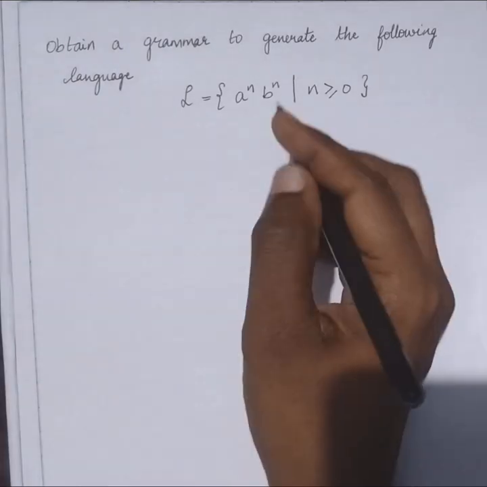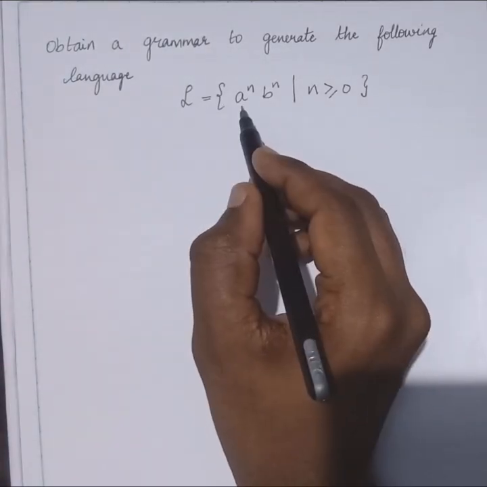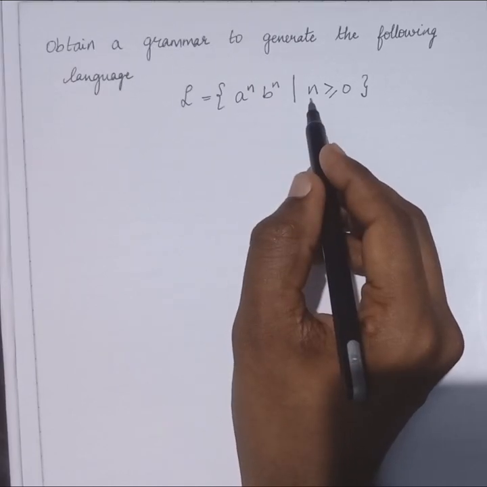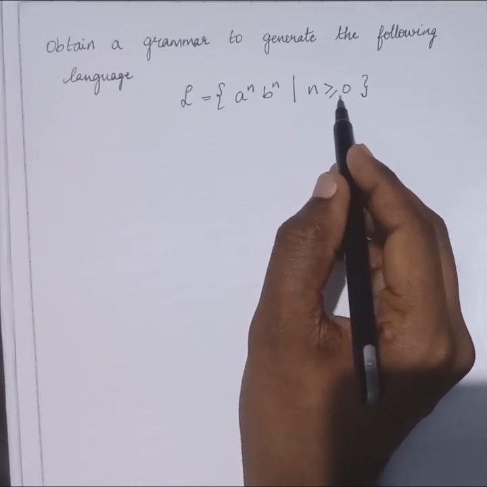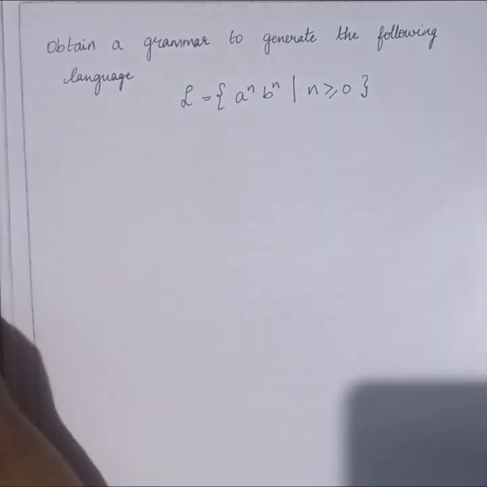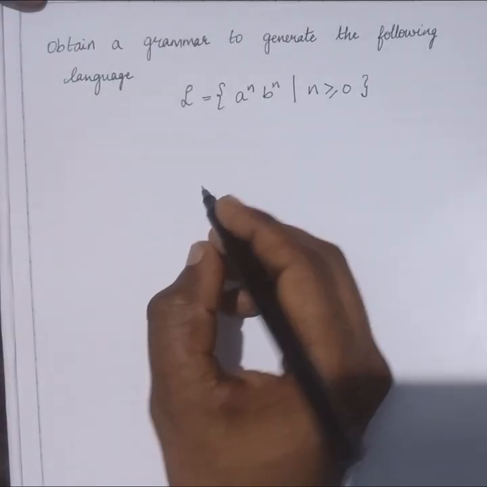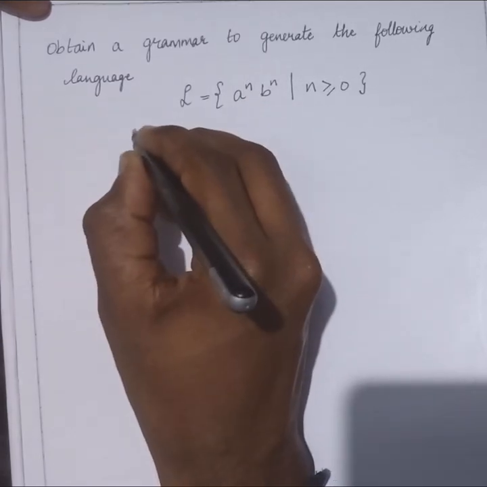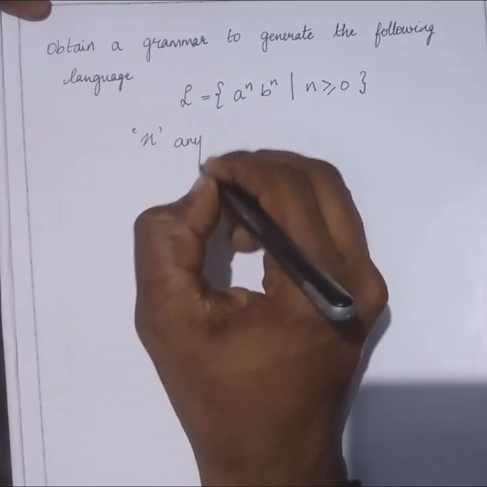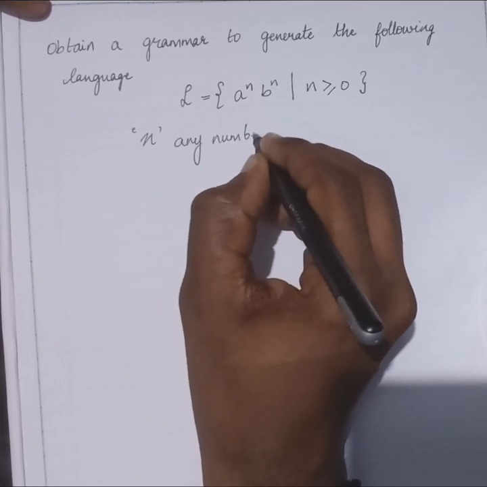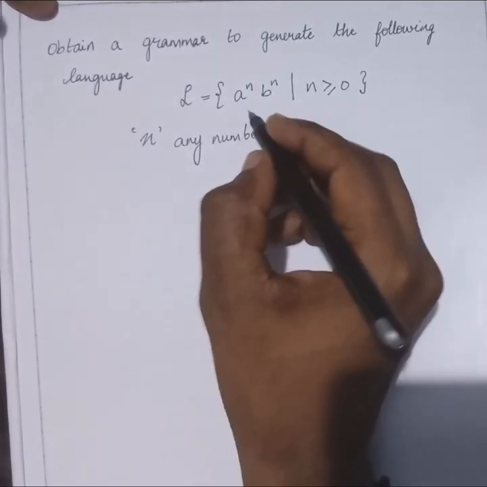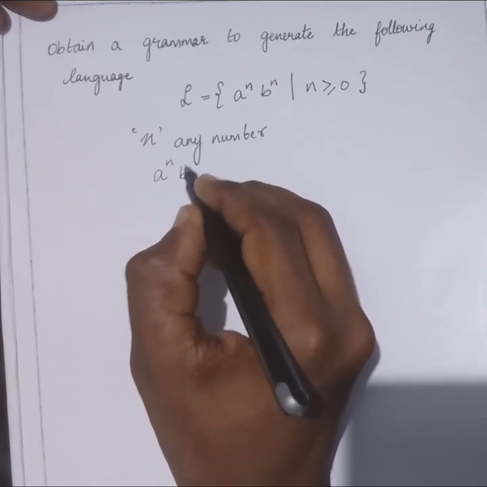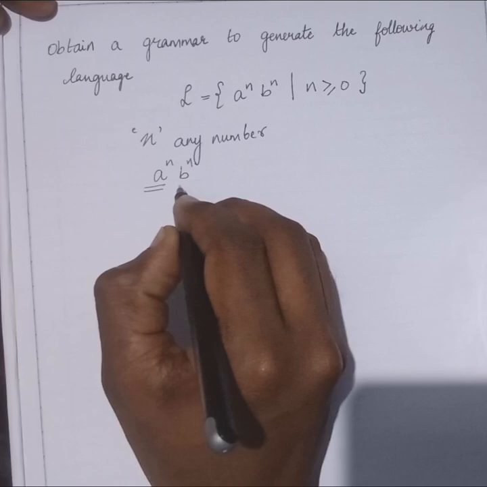So what this language says: language is equal to a to the power of n and b to the power of n, such that n is always greater than or equal to 0. So here we need to consider three cases. First one is a to the power of n, where n can be any number. And what they're saying, a to the power of n, b to the power of n, means first it should have a to the power of n, then b to the power of n, means a should be followed by the b.